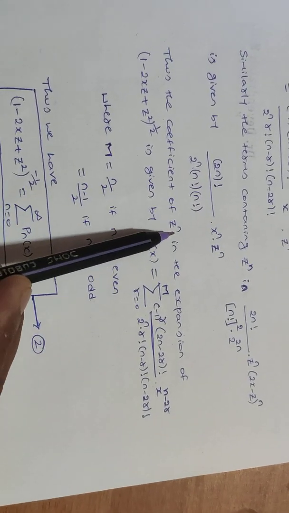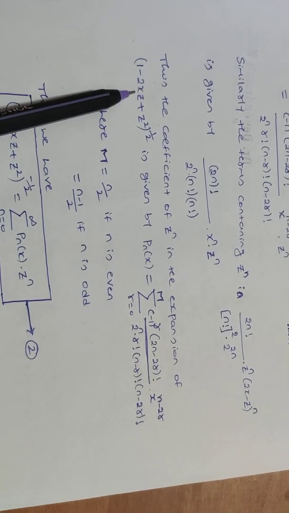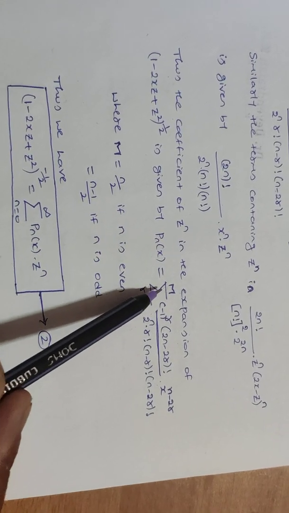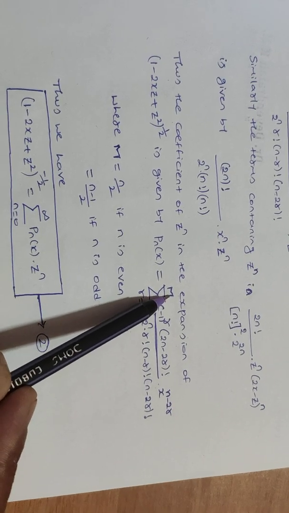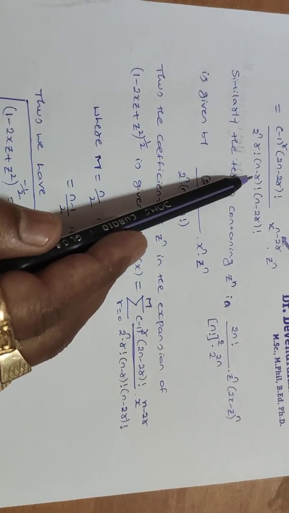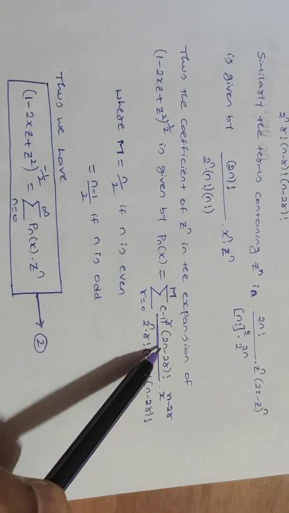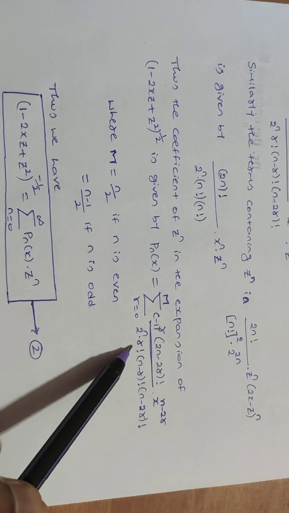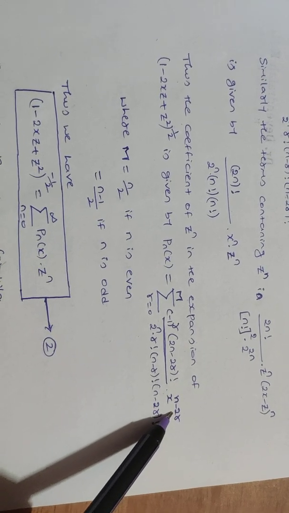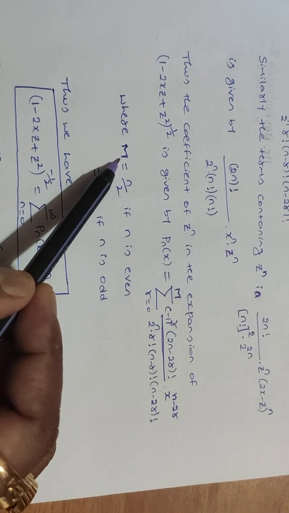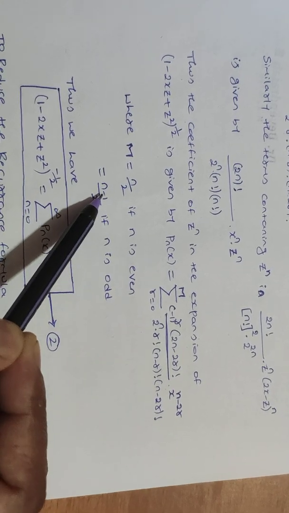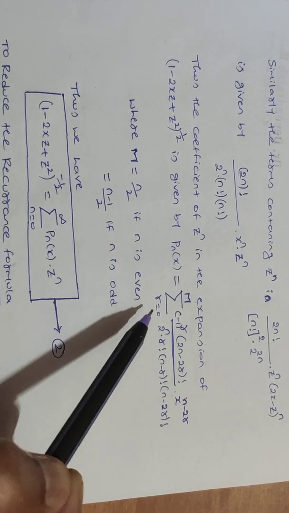Thus, the coefficient of z to the power n in the expansion of (1 − 2xz + z²) to the power half is given by Pn(x), which is equal to the summation of r equals 0 to capital M of (−1)^r. So we are writing this term because the coefficient of z to the power n will be (−1)^r into (2n − 2r)! divided by 2 to the power n into r! into (n − r)! into (n − 2r)! into x to the power (n − 2r), where the capital M value will be n divided by 2 if n is even, and (n − 1) divided by 2 if n is odd. This we have already observed.